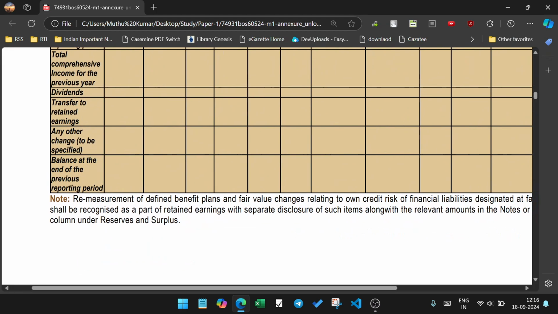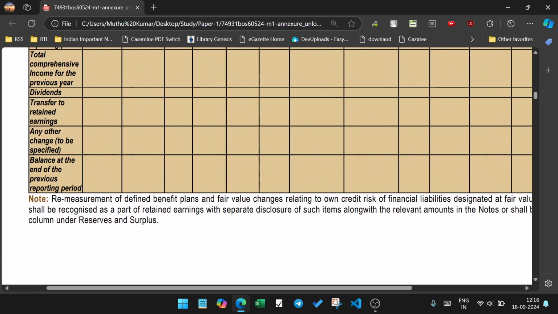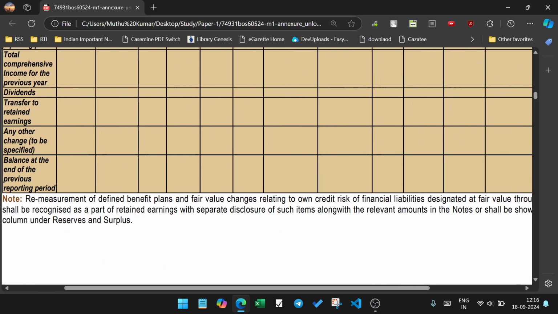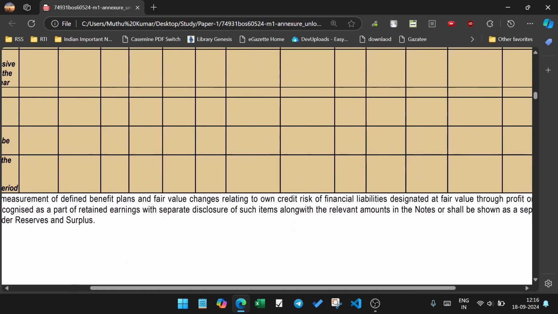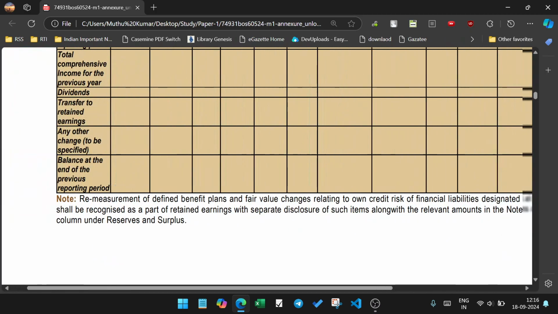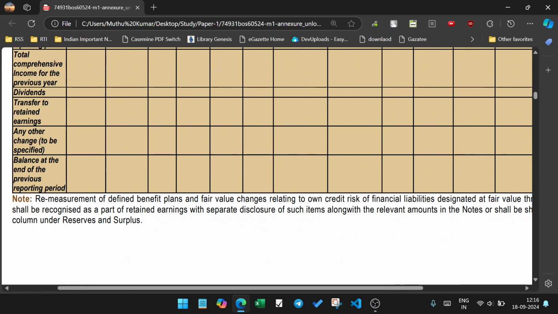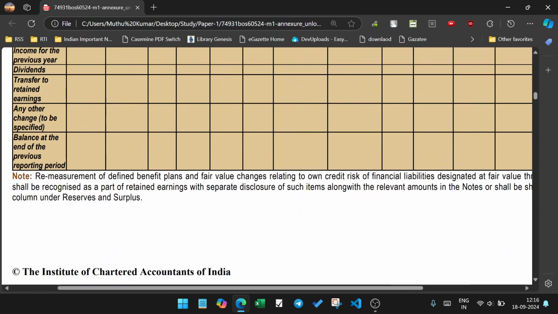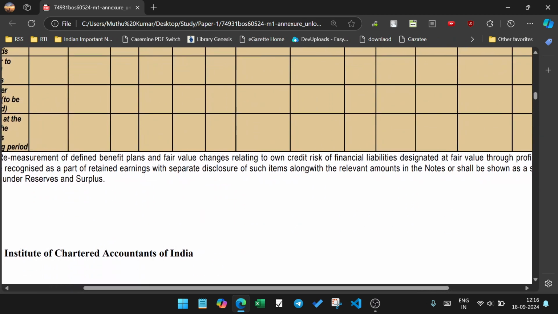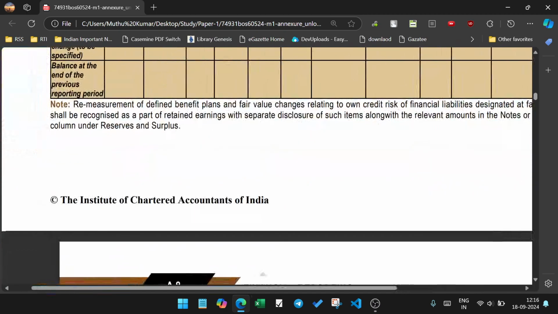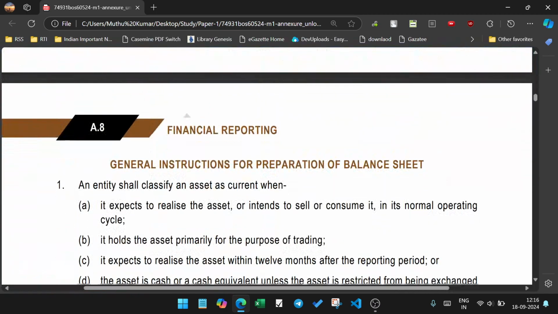The remeasurement of defined benefit plans and the fair value changes relating to own credit risk of financial liabilities designated at fair value through profit and loss shall be recognized as a part of retained earnings. A separate disclosure of such items along with the relevant amount in the notes shall be shown in a separate column under reserves and surplus.